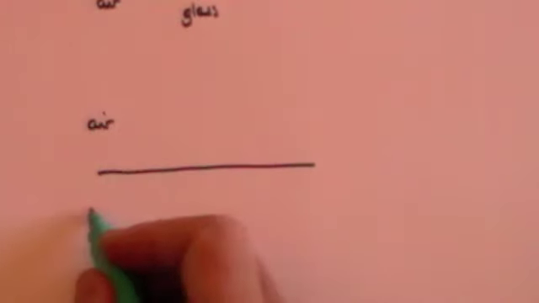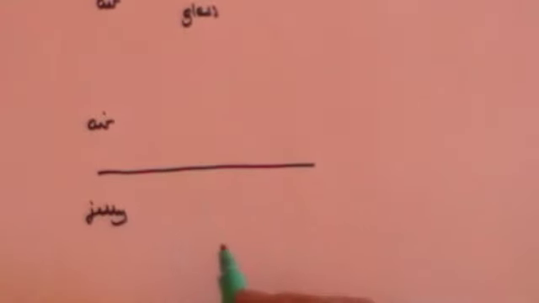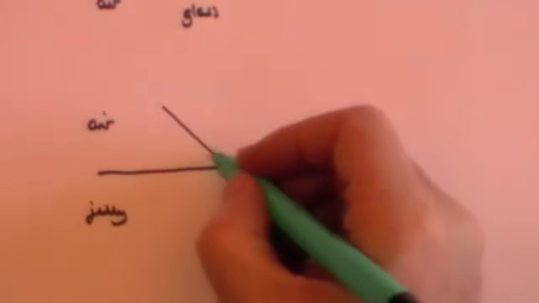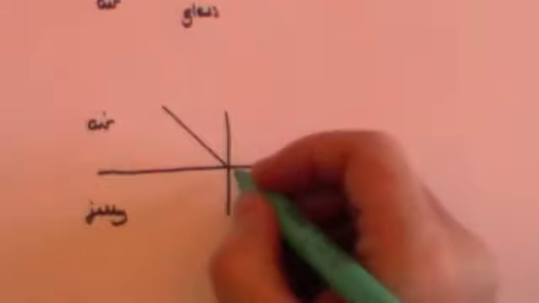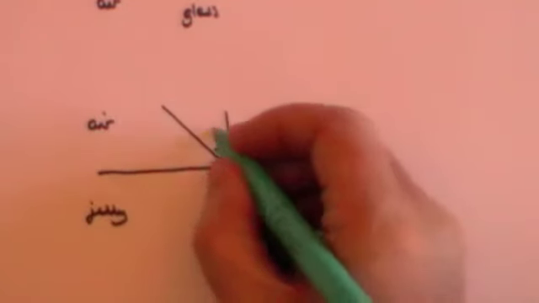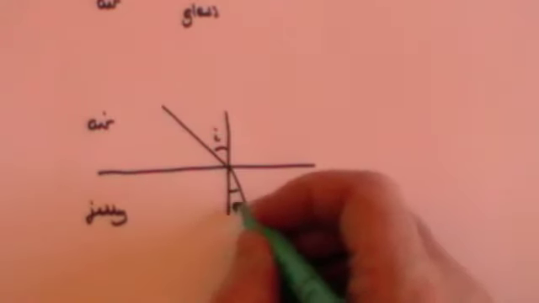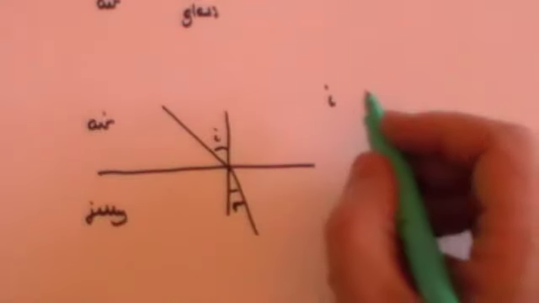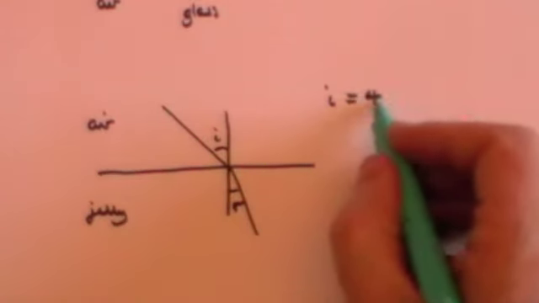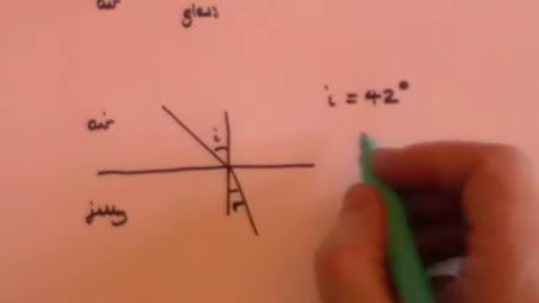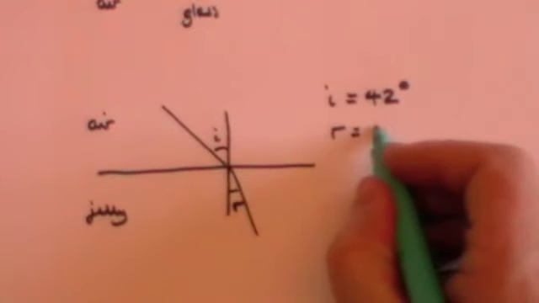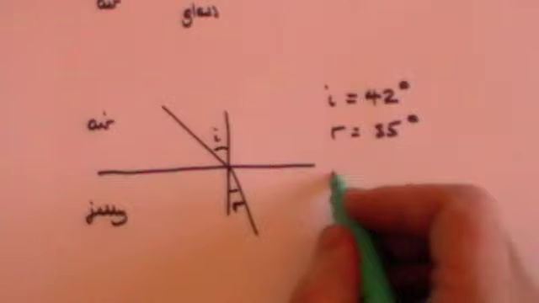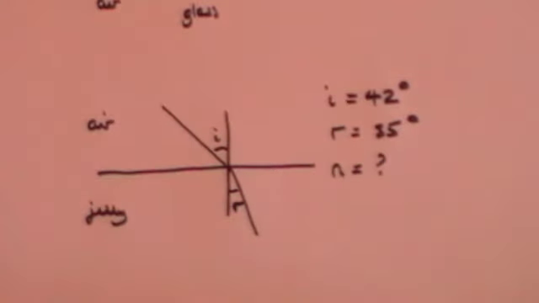So here is air, and here is jelly. And here is my incident beam, and it will be refracted into the jelly. And I can tell you that the angle of incidence is 42 degrees. I can tell you that the angle of refraction is 35 degrees. I want to know what is the refractive index of jelly.